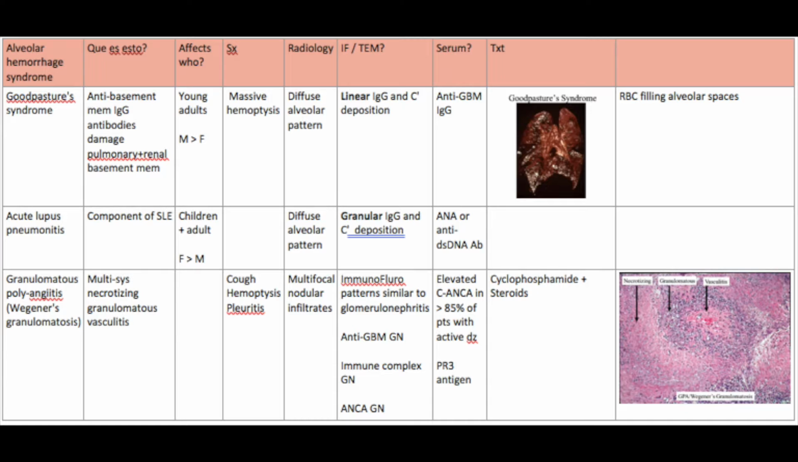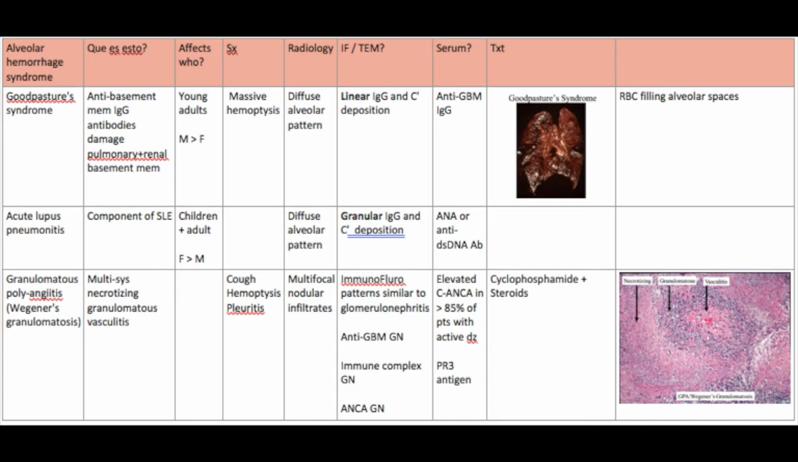So symptomatically, a patient is going to present to you with a lot of symptoms over the long term, because this is a rare autoimmune disease, and so it's going to take a long time to progress as well. And you're going to see a patient who presents with massive hemoptysis, classically. Radiologically, you're going to see someone with a diffuse alveolar pattern on the chest X-ray. And on immunofluorescence, you're going to see linear IgG and complement deposition.